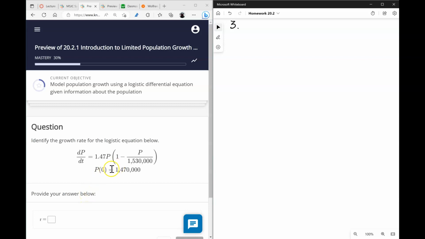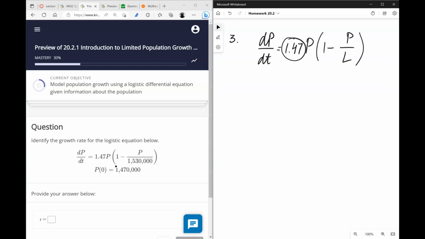So here, identify the growth rate for the logistic equation. Again, here we just have to recognize that this is the logistic equation, and the growth rate is this number over here. This is your growth rate. So that's all it's asking us.